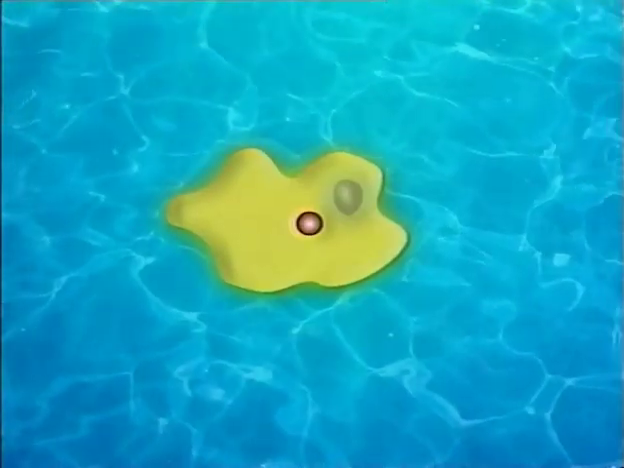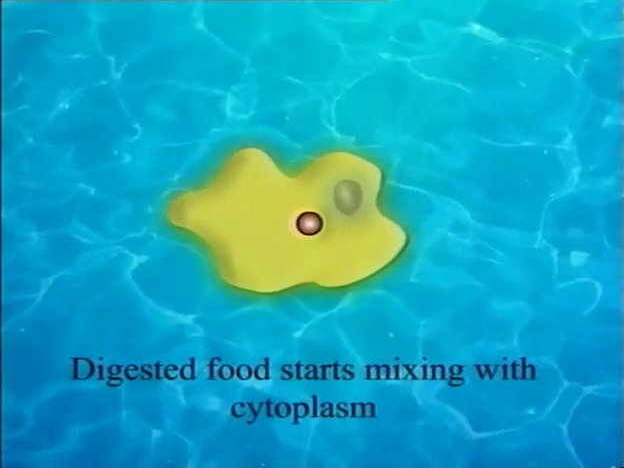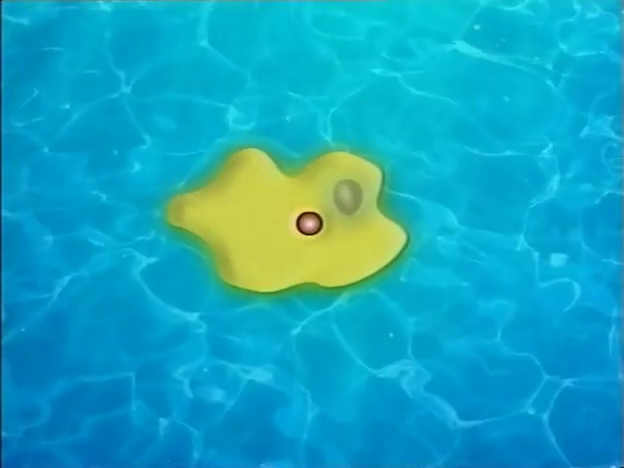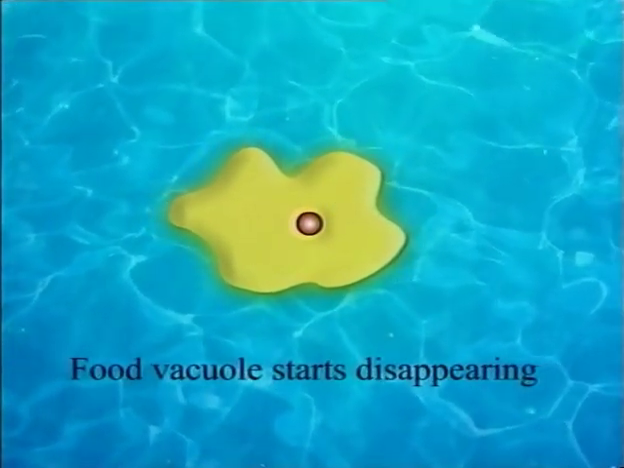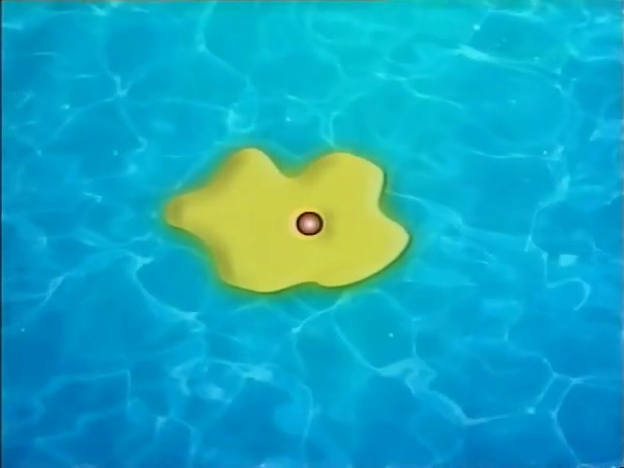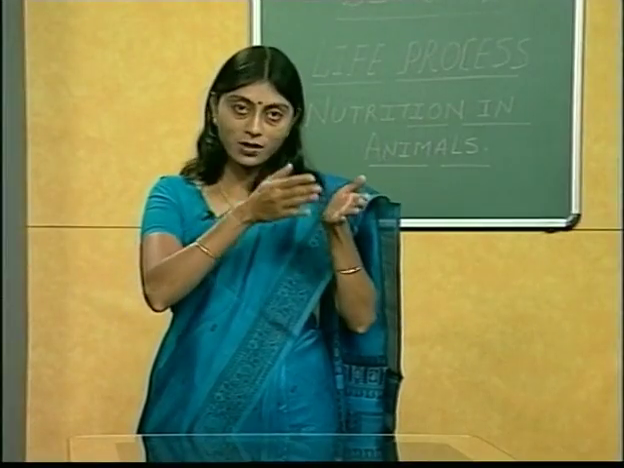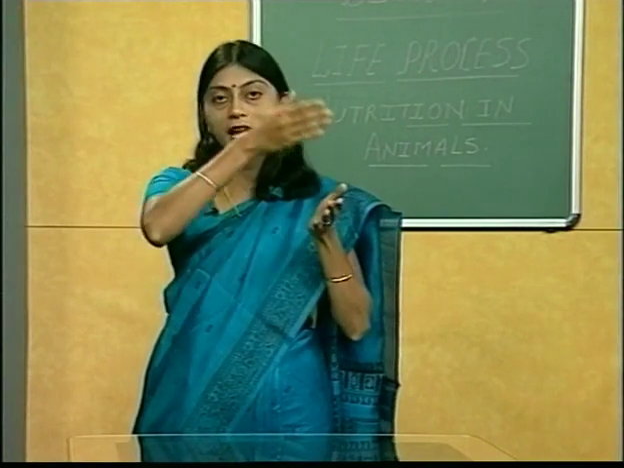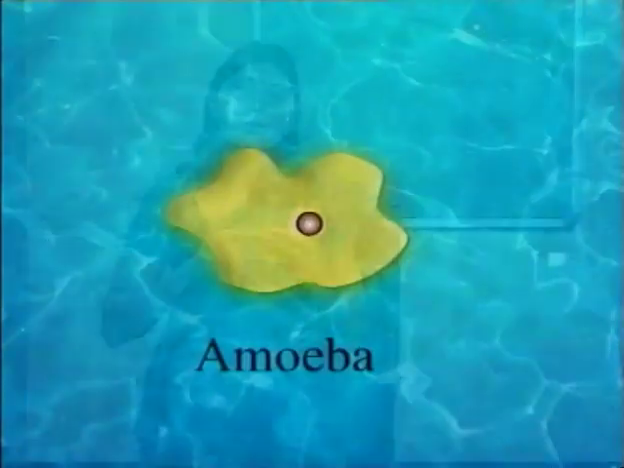Next step is absorption. What happens in absorption? Digested food from the food vacuole is directly absorbed into the cytoplasm, and after the absorption there is no use of the food vacuole, and that food vacuole disappears. That's why the food vacuole is also known as a temporary stomach. Whatever food enters the cytoplasm gets assimilated throughout the cell for energy as well as for the growth of the amoeba.